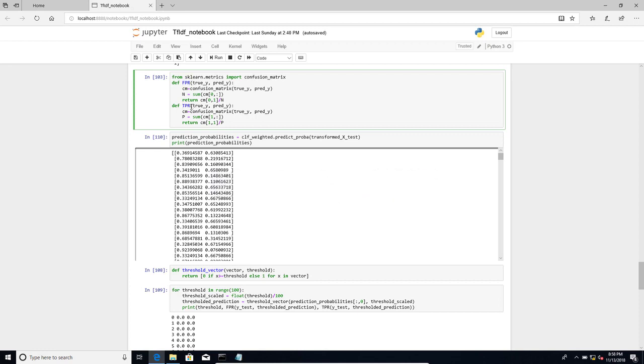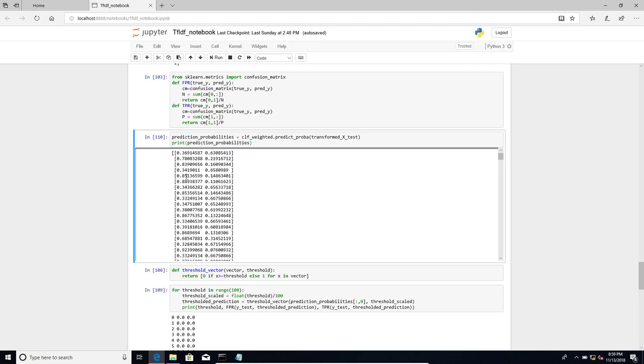One way we can do this is, instead of just giving predictions of 0 and 1, we're first going to get predictions with probabilities. The classifier already has a predict probability function. So when we look at the predictions, we have probability of being of class 0, which is benign, and probability of being in class 1, which is malicious.